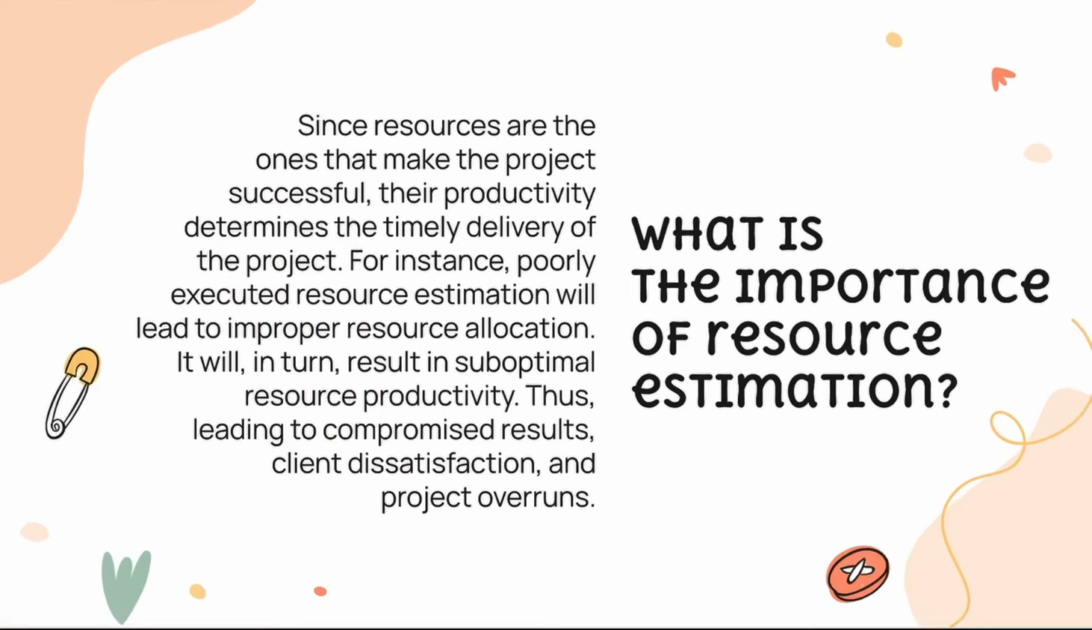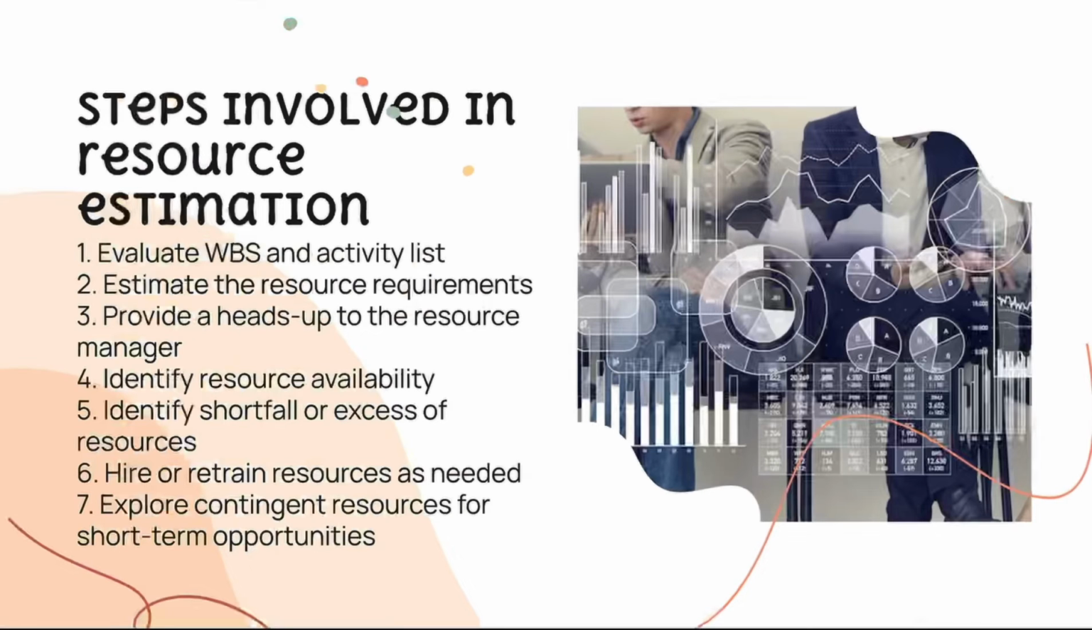Steps involved in resource estimation. Number 1, evaluate WBS and activity list. 2, estimate the resource requirements. 3, provide a heads up to the resource manager. 4, identify resource availability. 5, identify shortfall or excess of resources. 6, hire or retrain resources as needed. 7, explore contingent resources of short-term opportunities.